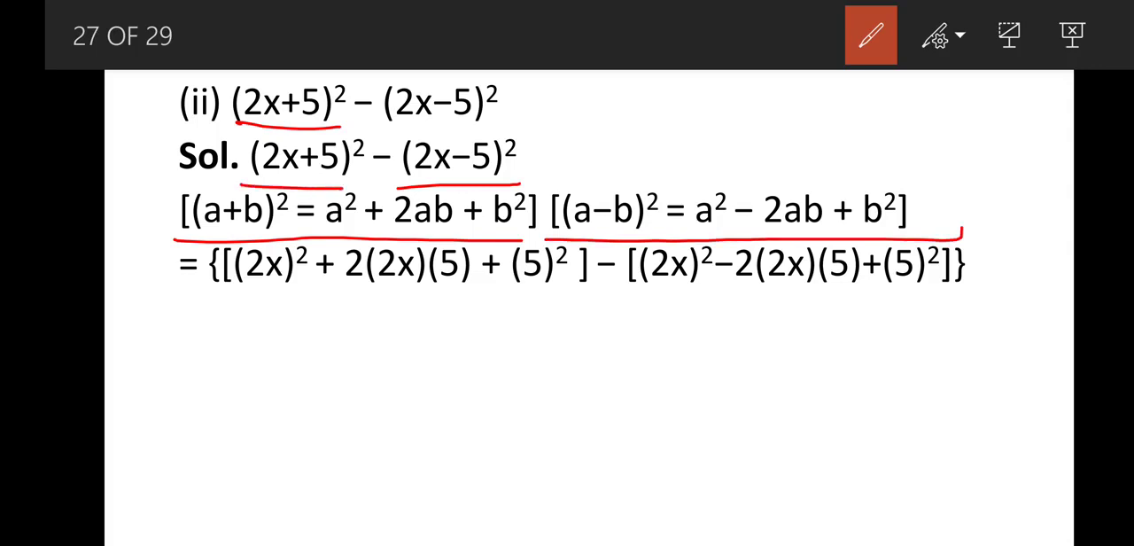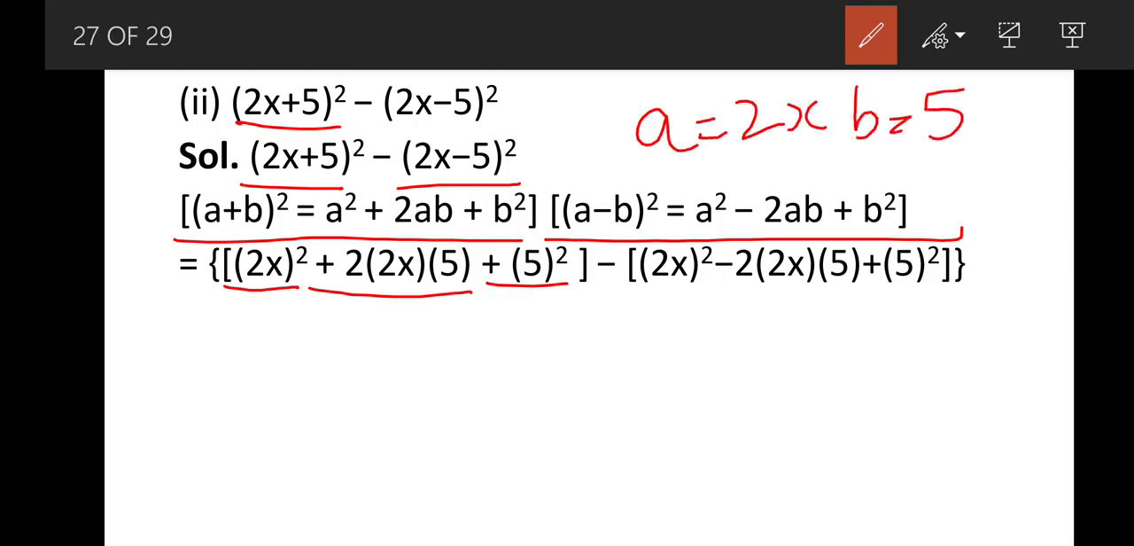In the first part I am using identity number 1, so it will be a square, that is 2x square, plus 2 into 2x into 5 plus b square, that is 5. So a here is 2x, b here is 5. So a square, that is 2x square plus 2ab plus b square, minus, because a minus sign is there in the question, so I have written a minus sign. A minus b whole square. A, as I told you, is 2x, b is 5. So a square minus 2ab plus b square. If you compare these two, you will be able to understand it clearly. What is a, what is b, and what are the signs I have put in this step.